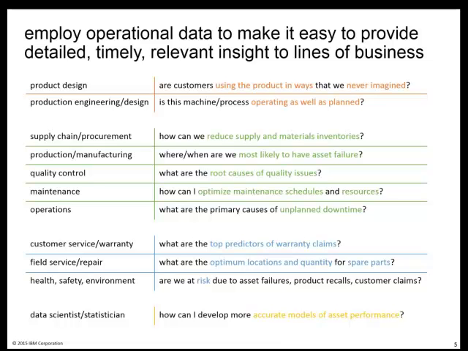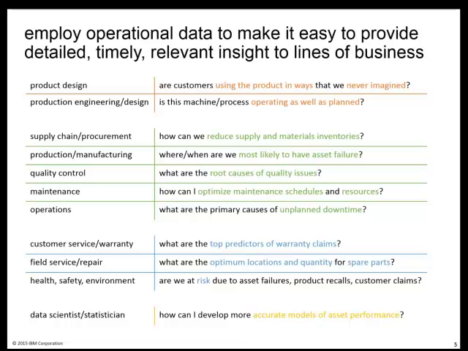Field service and repair has the same concerns as the maintenance organization, except they're challenged with a very widespread geography to which they have to respond. So their concerns are: What are the optimum locations for my spare parts? How do I allocate resources so that when I do have to respond to these field service requests, I'm doing that in the most optimum and cost-effective way possible?